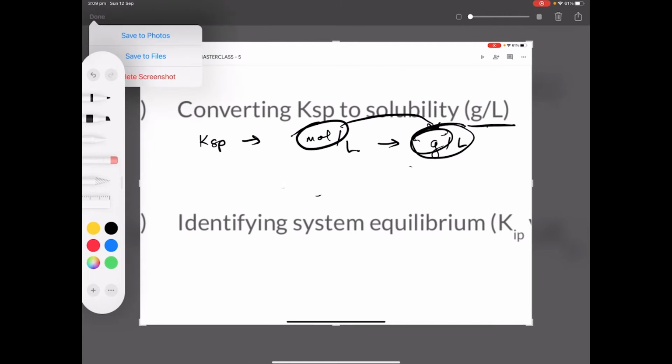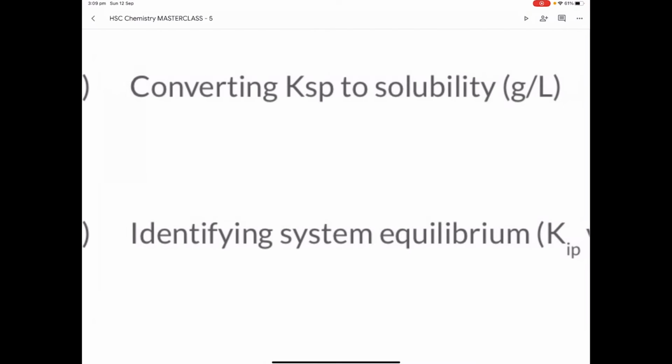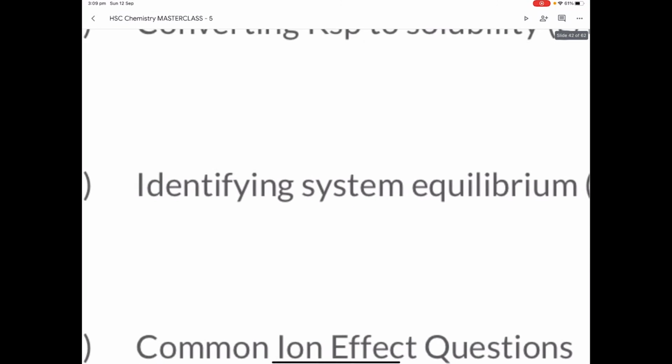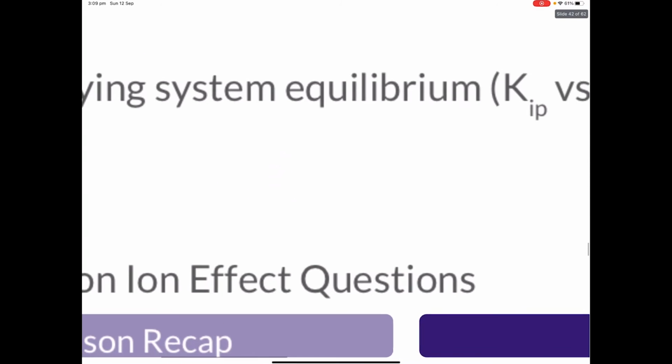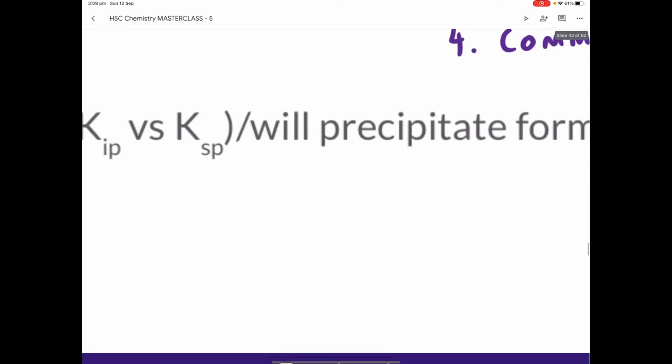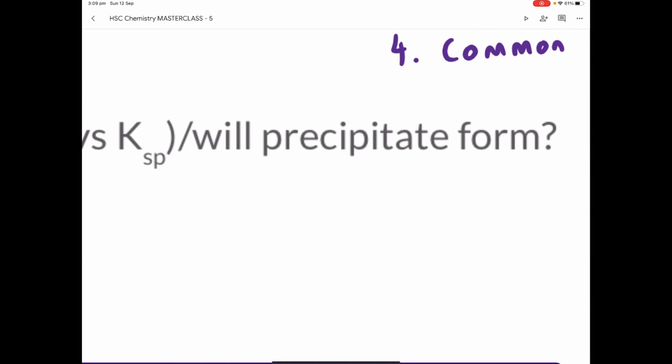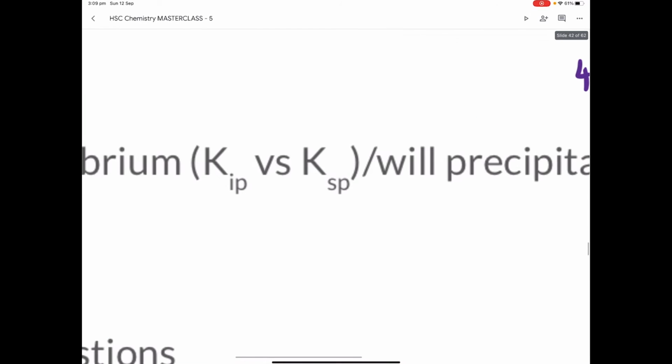Very good. What about determining whether a system is at equilibrium? Or let me word this better. When they give you the KSP for a salt, Taha, what is that assuming? What state is that salt solution in? What can we say? Saturated. Very good, it's saturated. So if KIP is equal to KSP, we know that the solution is at equilibrium, it's saturated. If KIP is less than KSP, it's not saturated. And which reaction is being favored, Miller?